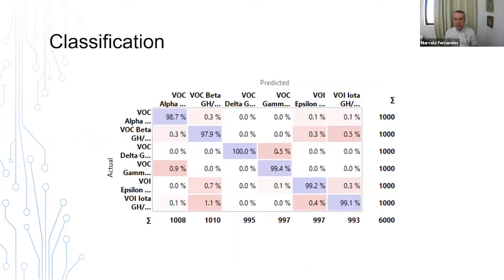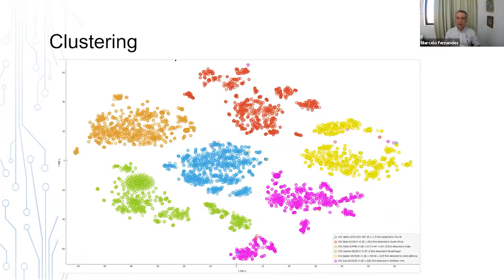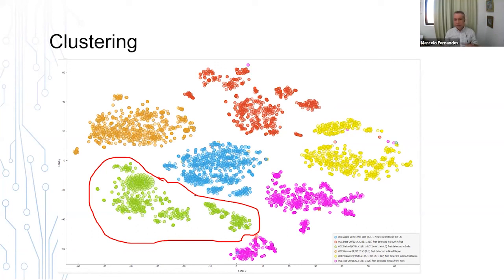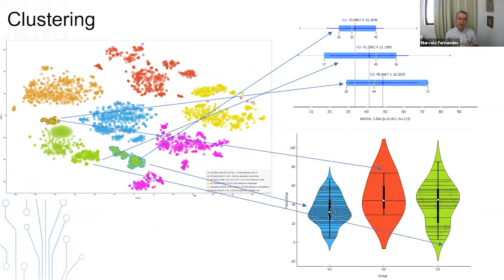And here is a confusion matrix of the variant classification. And we have very good performance using word embedding, very, very good performance for variant classification. And here is a clustering that we made, okay? You can see each color here. You can see the variants, okay? And the green here is the delta variants. Research says that these variants are more transmissible, okay? It's a complicated variant, and it's interesting to do this clustering, because we can make some analysis.